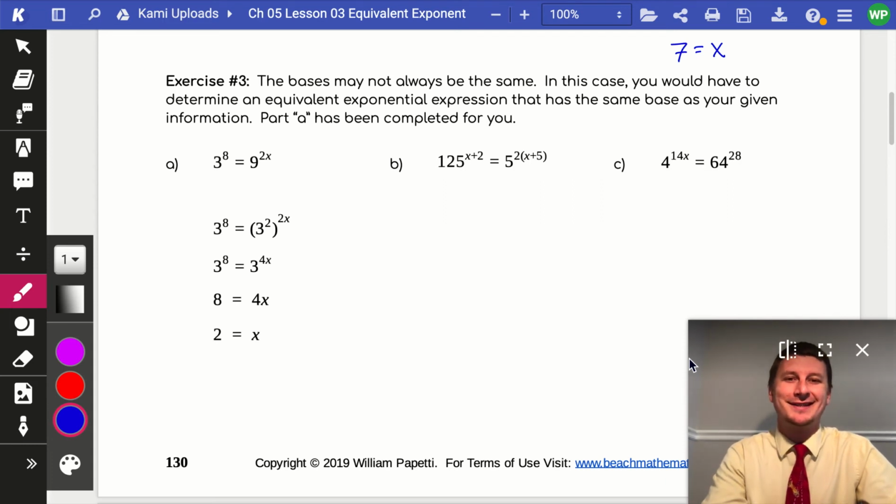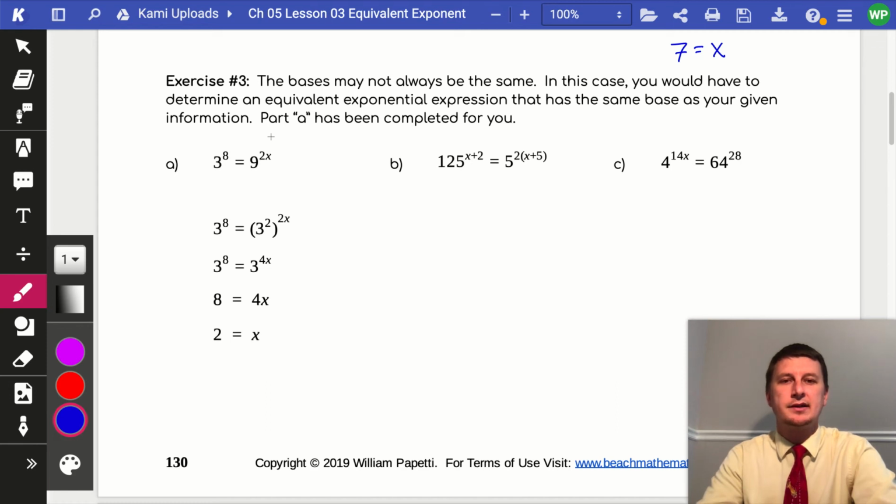In exercise number 3, in equivalent exponential expressions, we're going to be looking at the cases where the bases may not always be the same. In this case, you would have to determine an equivalent exponential expression that has the same base as your given information. So if we take a look at part A that's been completed for us, we see that we started off with 3 to the 8th is equal to 9 to the 2x.